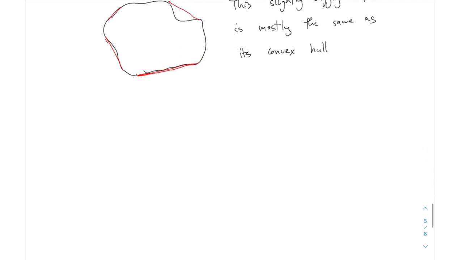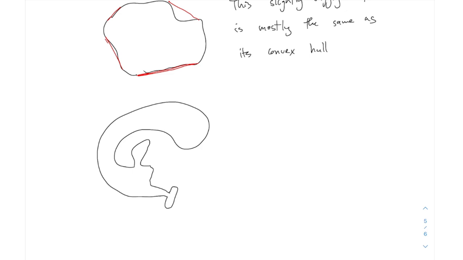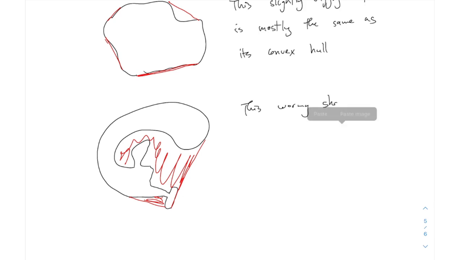But what about a real squirmy wormy shape, like this? That shape is very different from its convex hull, right? If you start with that shape and you make the convex hull, you have to add huge amounts of extra stuff that wasn't there before, in order to make it convex. So this wormy shape is very different from the convex hull. And that's why this is interesting from the point of view of measuring how wiggly a shape is.